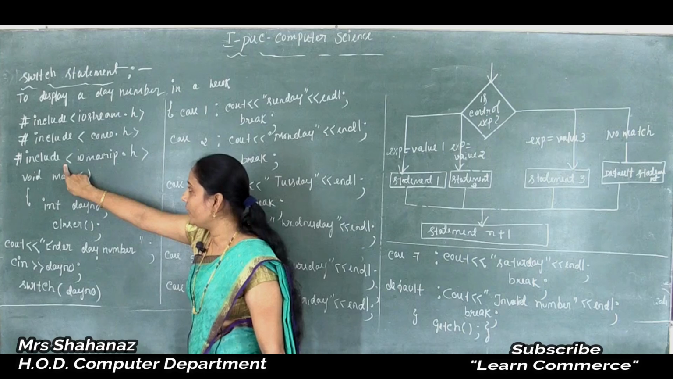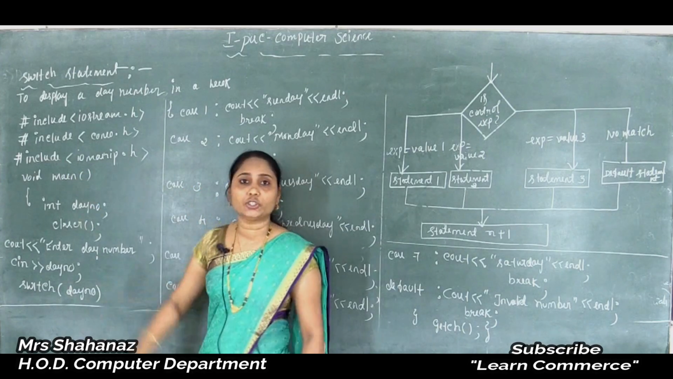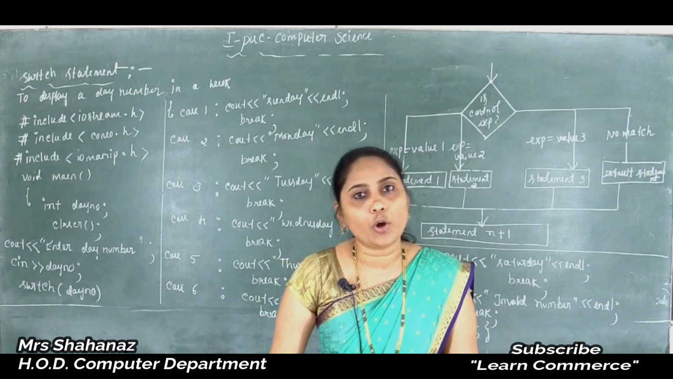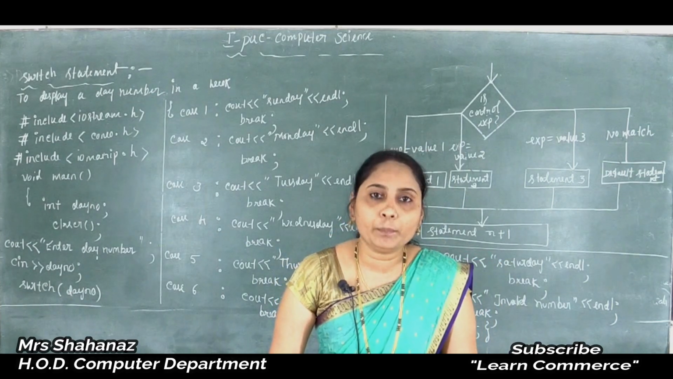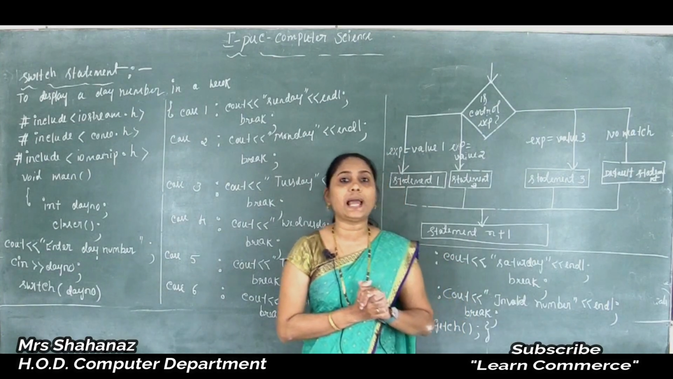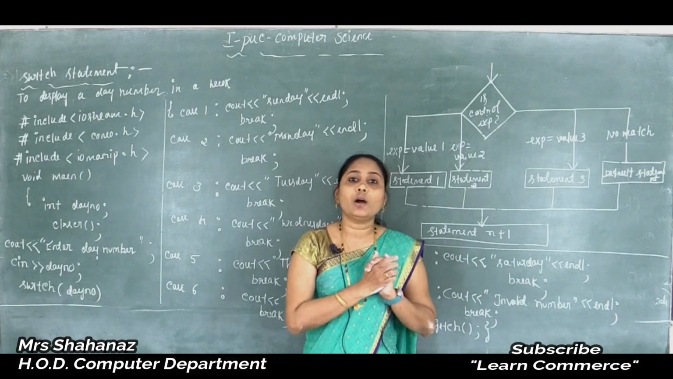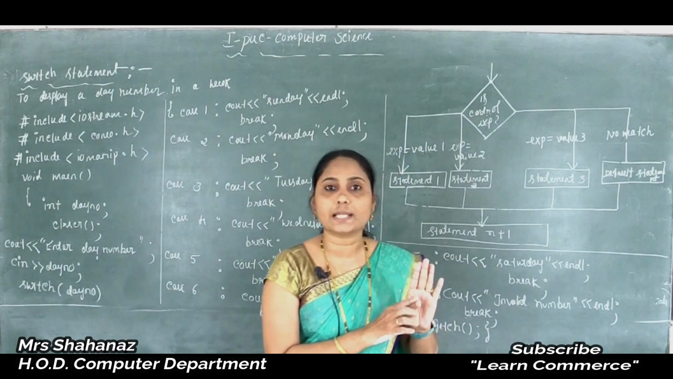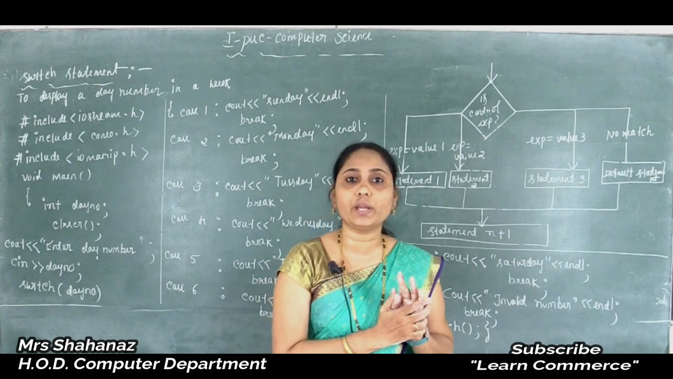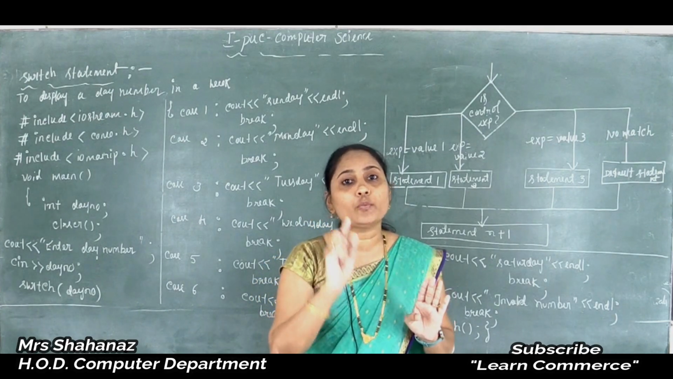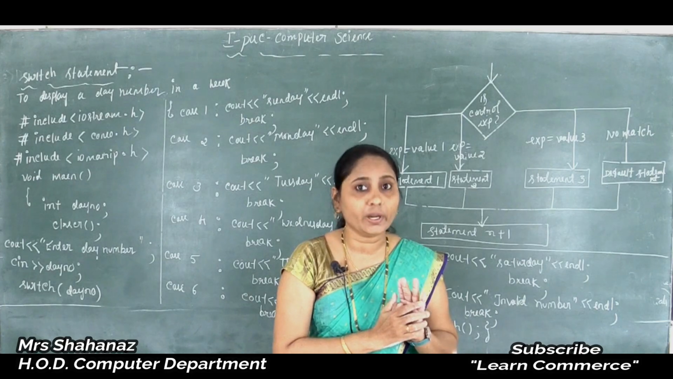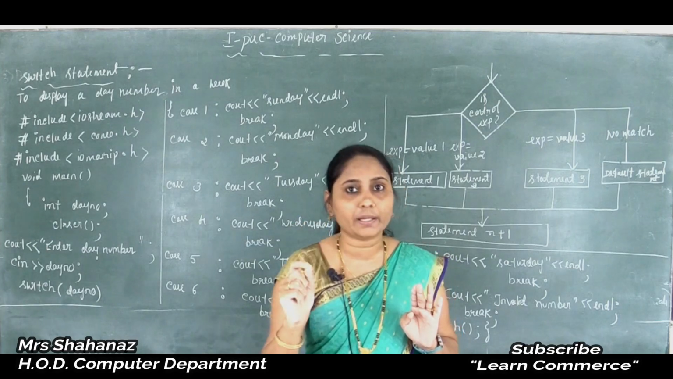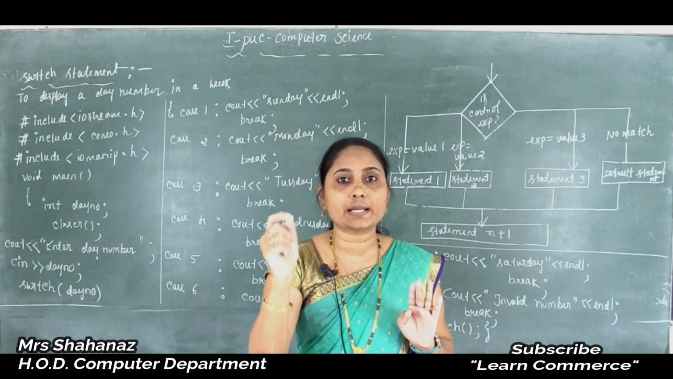Now the third header file is iomanip.h. The full form of iomanip.h is input output manipulation. Some of the objects we use from iomanip are endl and setw. So what is the use of endl? endl works like our enter button. What is the use of the enter button? When you press the enter button, the cursor blinks on the next line.